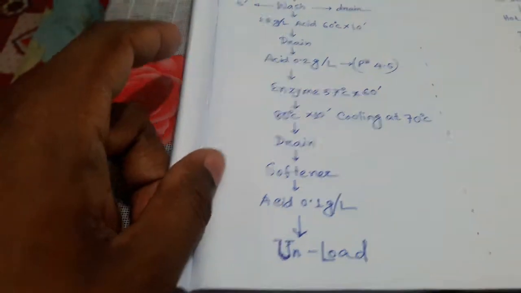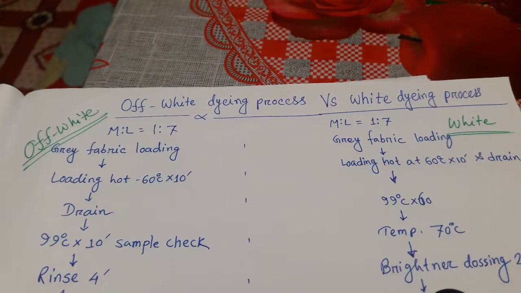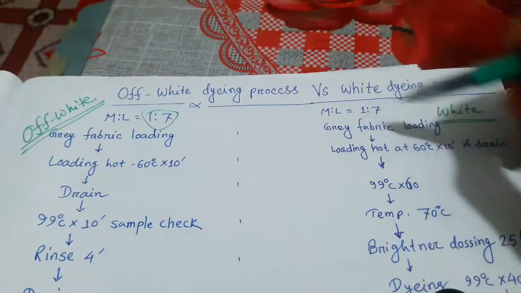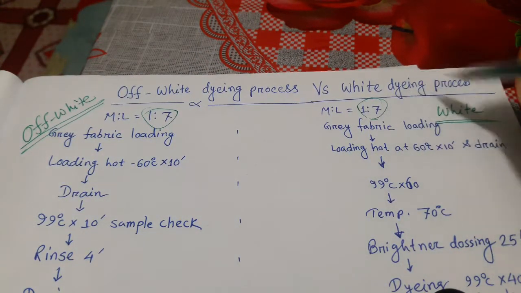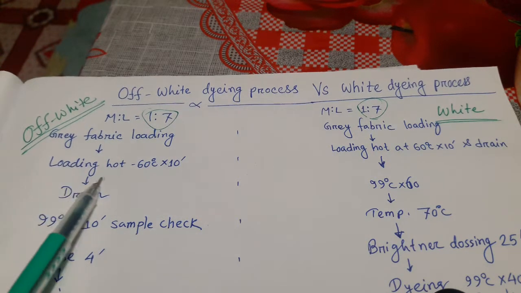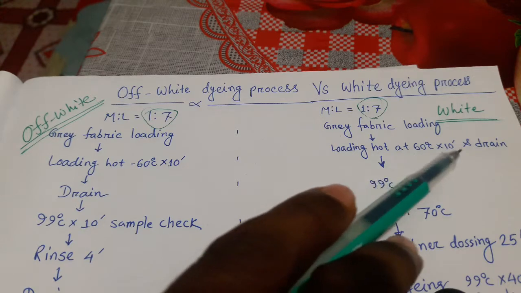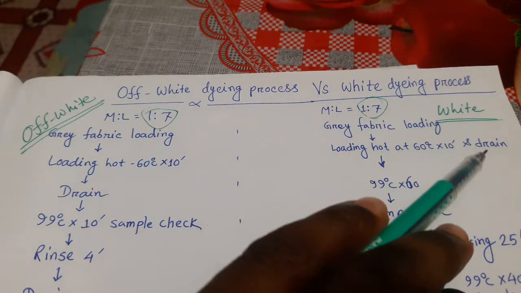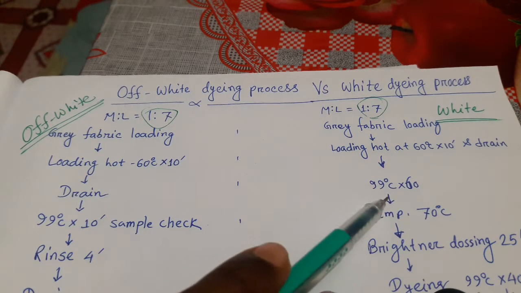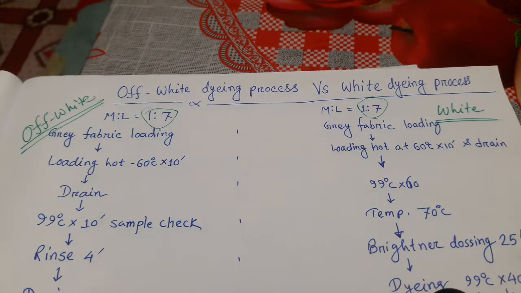Viewers, now I am going to differentiate between white and off-white processes. Here you can see, the material and liquor ratio is also the same. Here also 1:7. First we load hot at 60 degrees centigrade for 10 minutes. Here also we are using it like this. Here draining, here also draining. Here 99 degrees centigrade run for 10 minutes and sample shake, but here you can see 99 degrees centigrade for 60 minutes. Here 60 minutes.